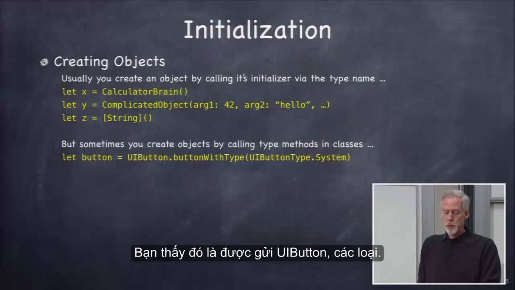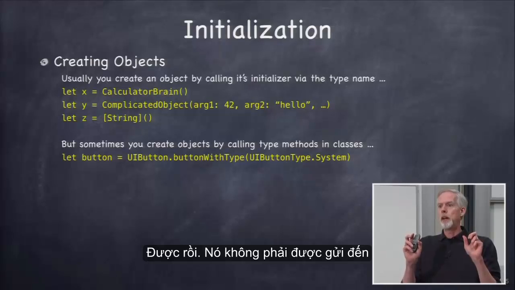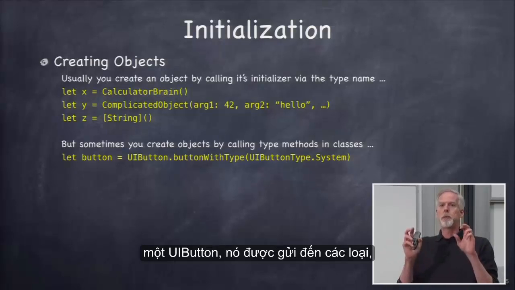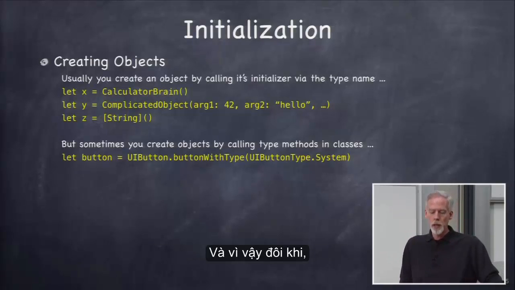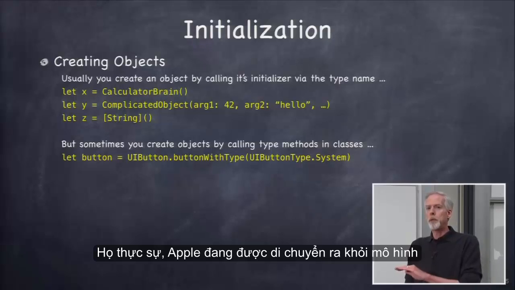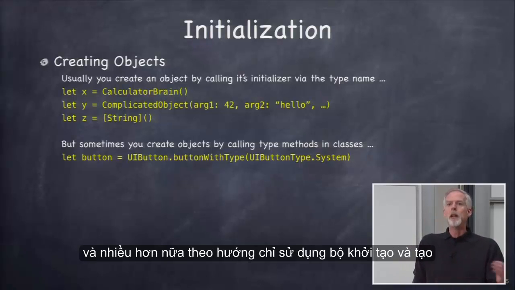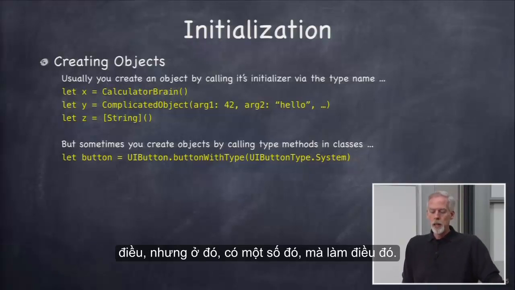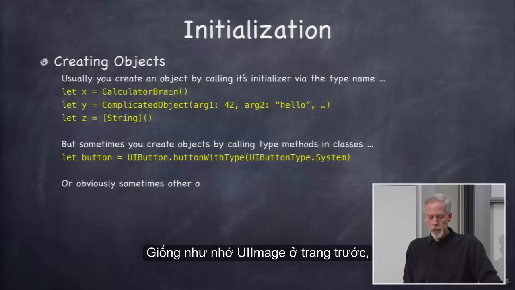So here's one, button with type. You see that's being sent to UI button, the type. Right? It's not being sent to a UI button. It is being sent to the type, like we talked about before. And so sometimes you'll be creating things that way. Very rarely. Apple's been moving away from that model and more towards just using initializers and creating things. But there's some that do that.